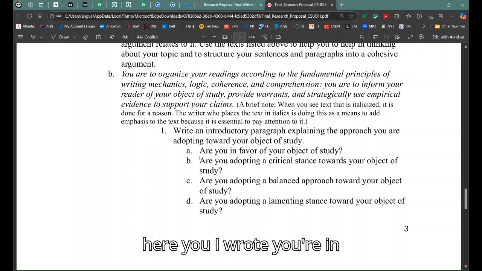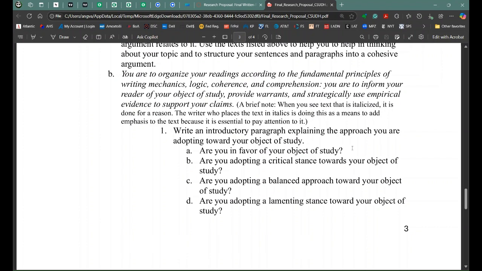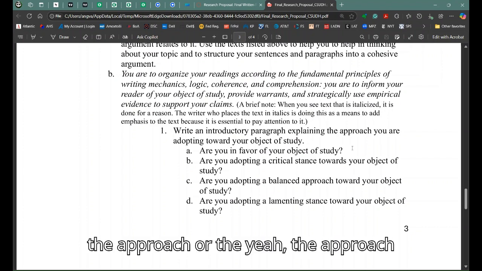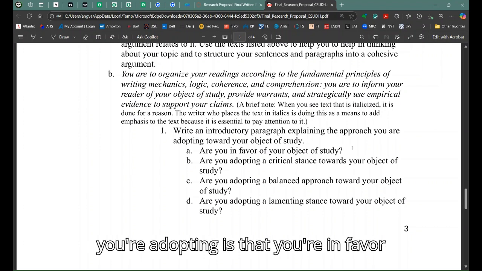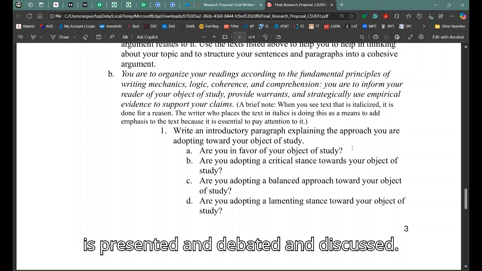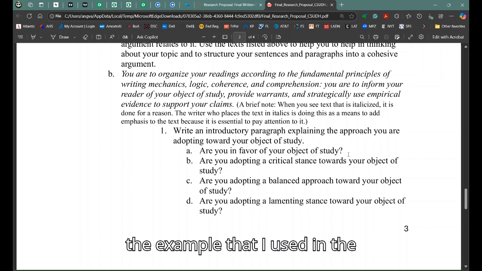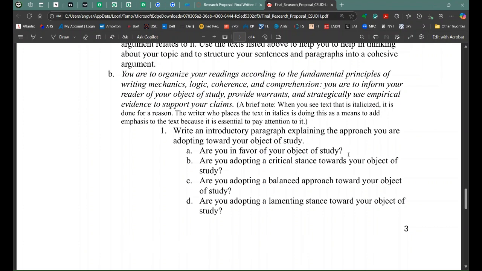So then for here, I wrote, you're in favor of your object of study. Basically what it's saying is that the approach you're adopting is that you're in favor, or you support, how the current topic is presented and debated and discussed.